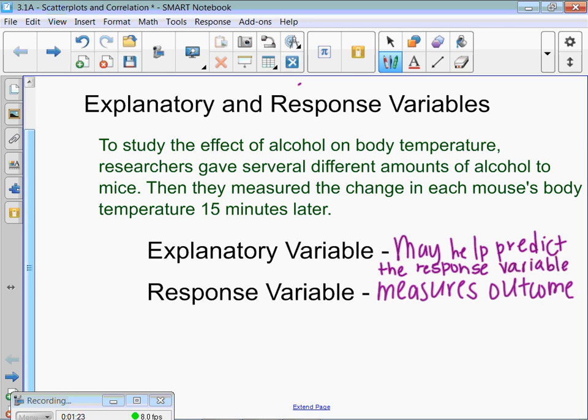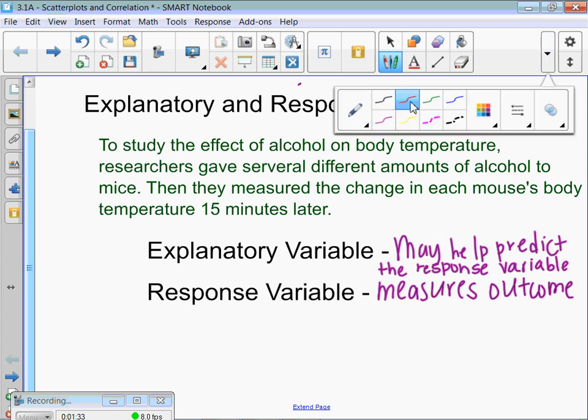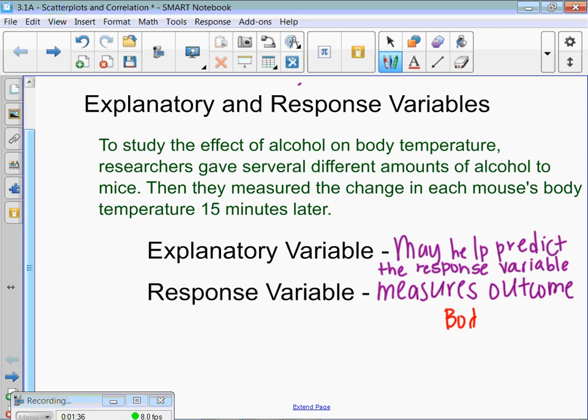So what would you guys say is the response variable on this one? Okay, it's the body temperature. Good. So for this problem, our response variable would be body temperature. Okay, and what would be the explanatory variable in this one? Yeah, it's actually the amount of alcohol.